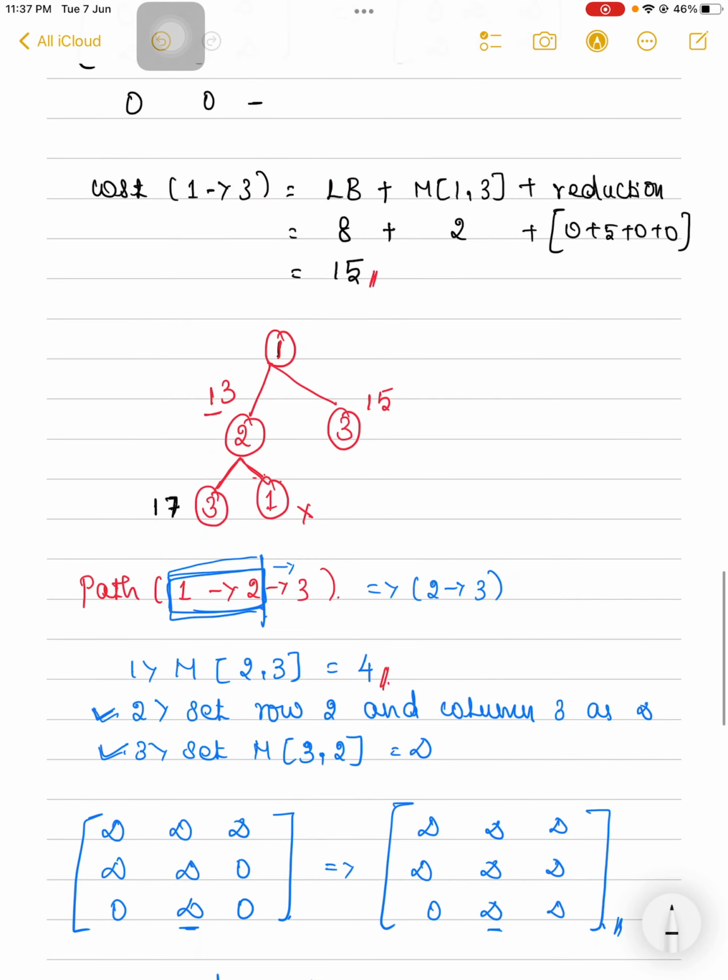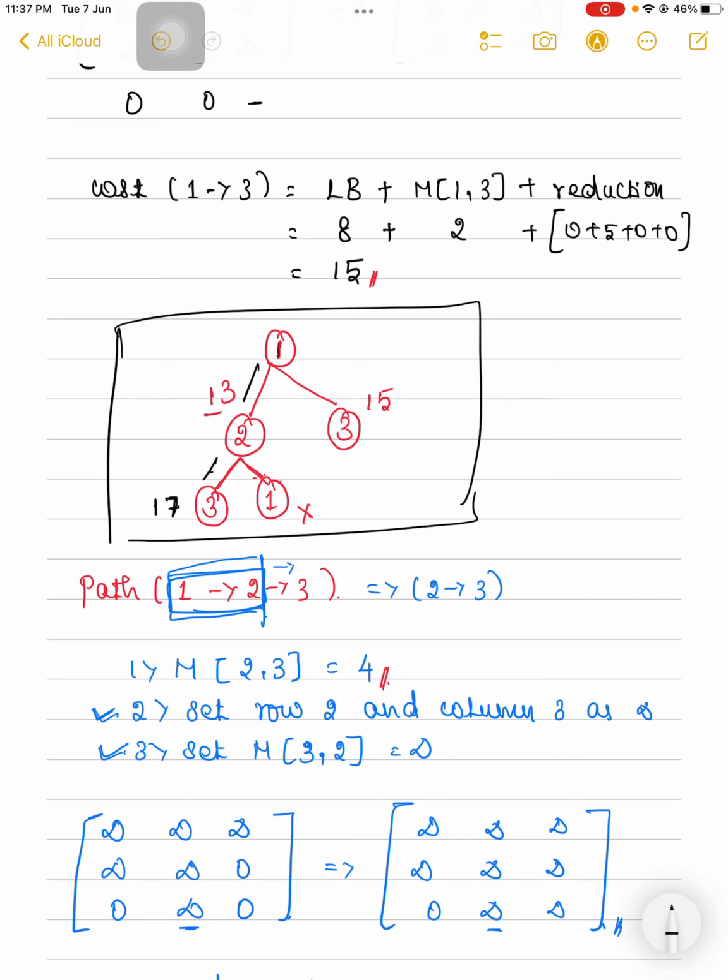Because when we look at the tree, this is the final tree. So the path is 1 to 2 to 3, and then you can go back to the source vertex. So the path is 1 to 2 to 3 to 1, and the final cost is 70. The minimum cost is 70.